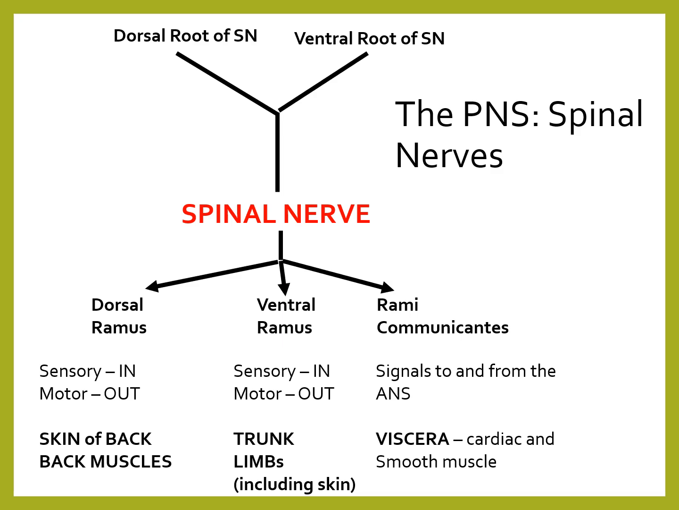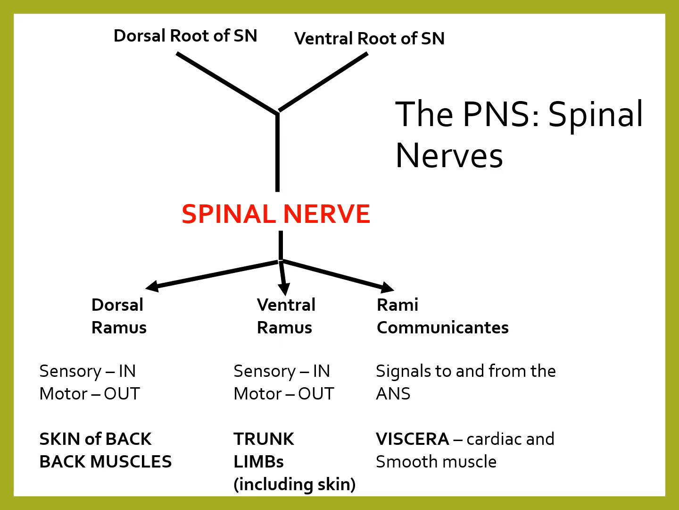The ventral ramus is for sensory information that's coming in from the skin that covers our trunk and our limbs, and any sensory information that the trunk and limb musculature might be sending into the central nervous system. It also will contain motor neurons that will be sending motor commands out to the musculature of our trunk and those of our arms and legs.